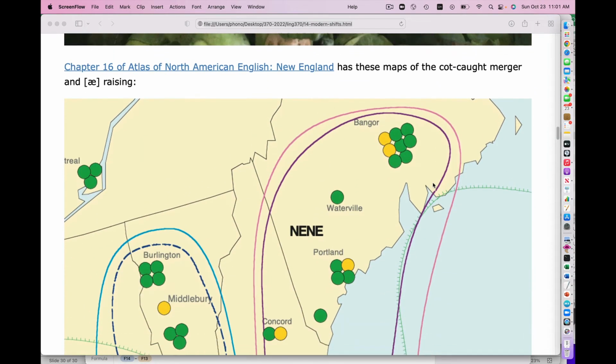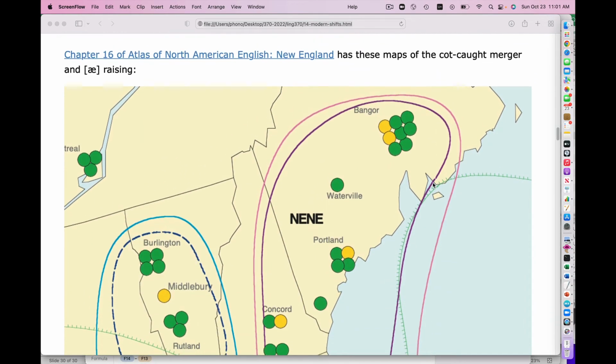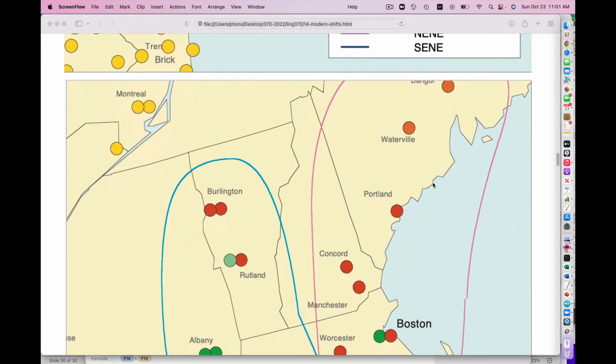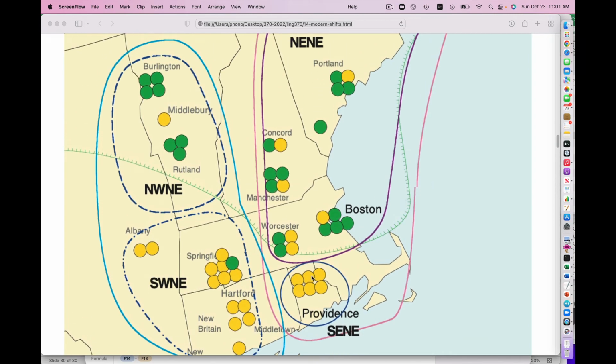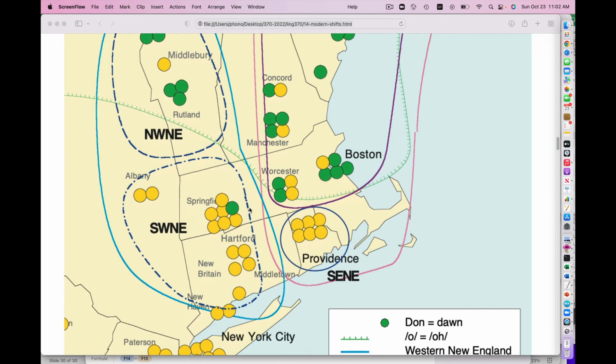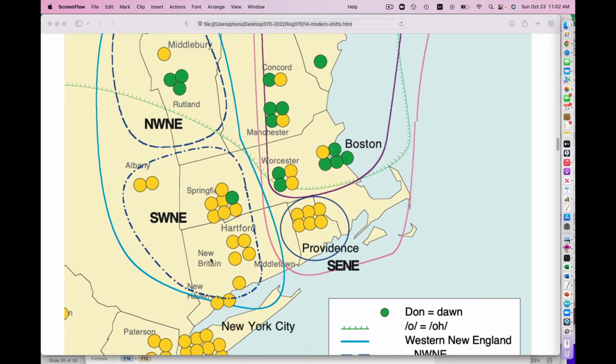In the Atlas of North American English that Labov talked about, we have these maps of the cot-caught merger and of ah raising. And what you notice in general, the yellow dots are speakers in that survey who had a distinction between ah and aw. And then the green dots are speakers who didn't. Lots of overlap, lots of people living in the same place who pattern differently. But in general, we have more of the merging up here and less of the merging down here.